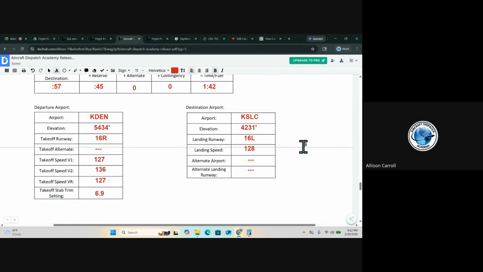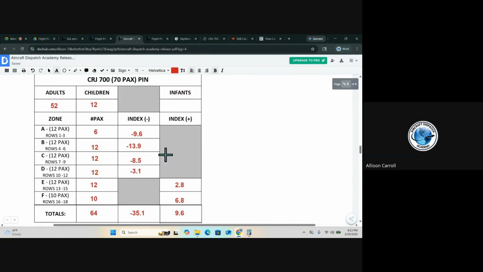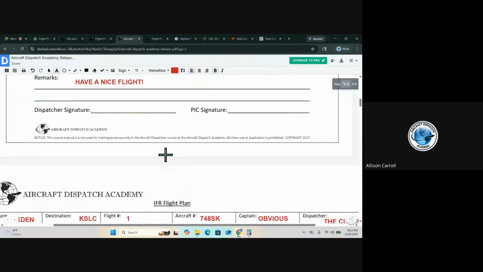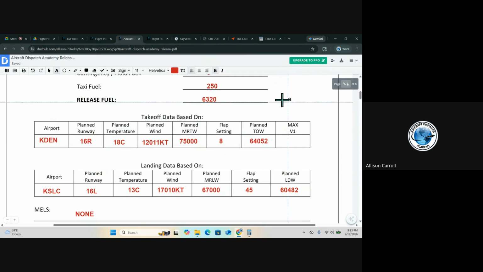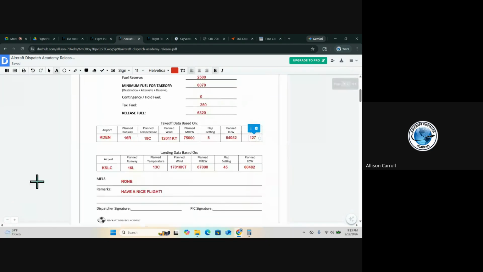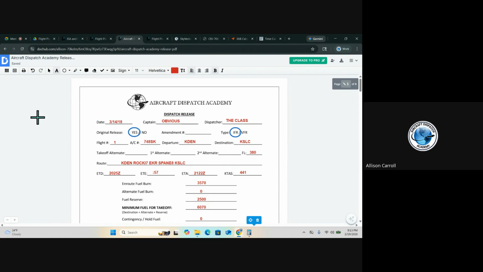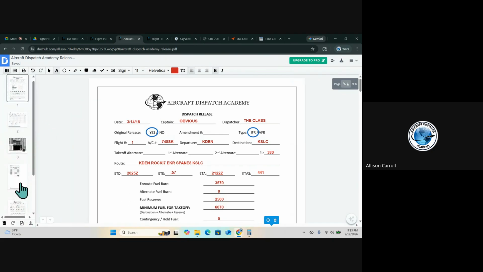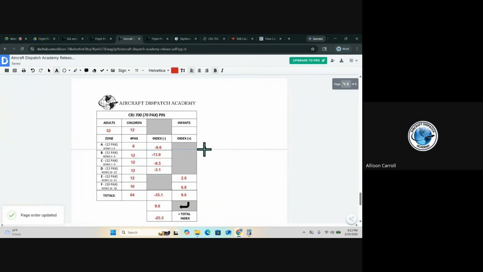All right, the very last thing, this V1 speed of 127. Remember, I skipped that box on the very first page for this max V1 right here. And 27. Guess what? We are finished with flight plan 1.